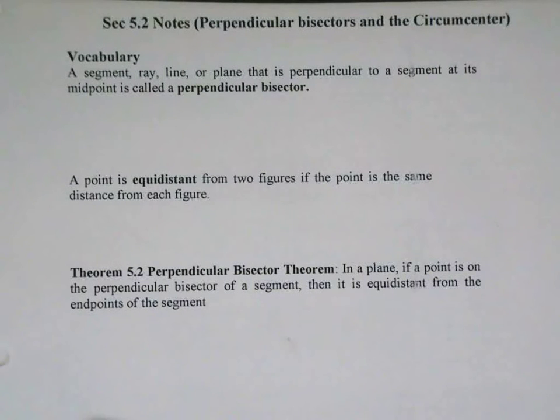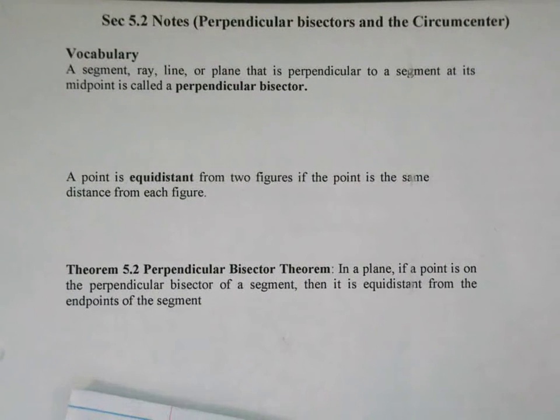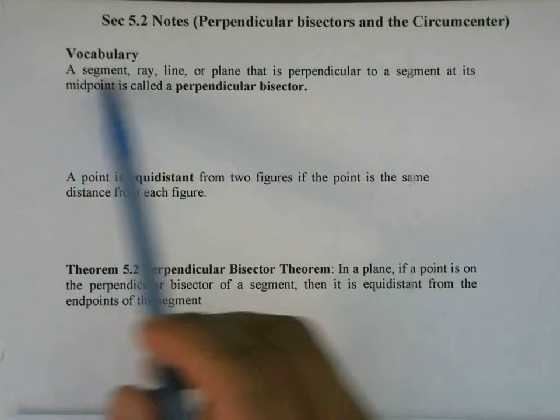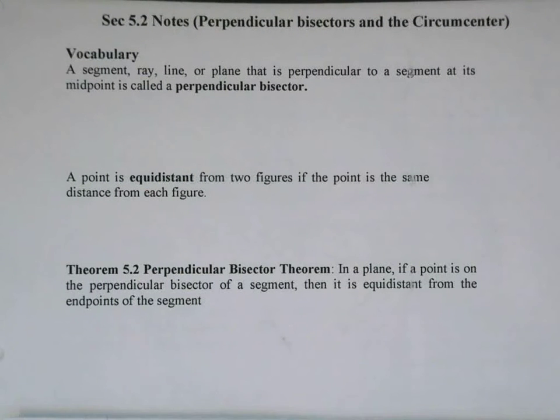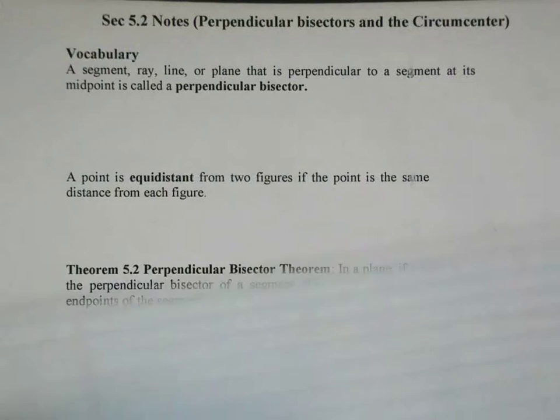On perpendicular bisectors and the circumcenter, let's begin right away with a little bit of vocabulary. A segment, ray, line, or plane that is perpendicular to a segment at its midpoint is called the perpendicular bisector. So let's look at some examples.